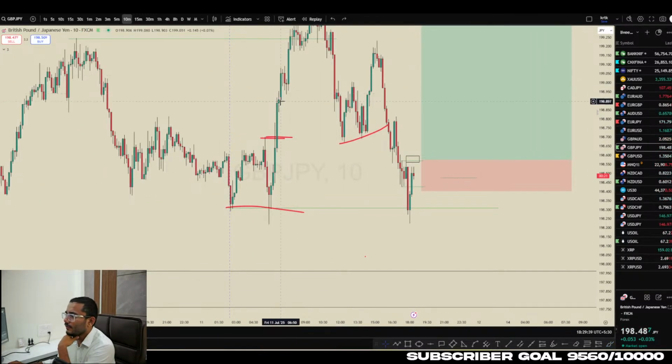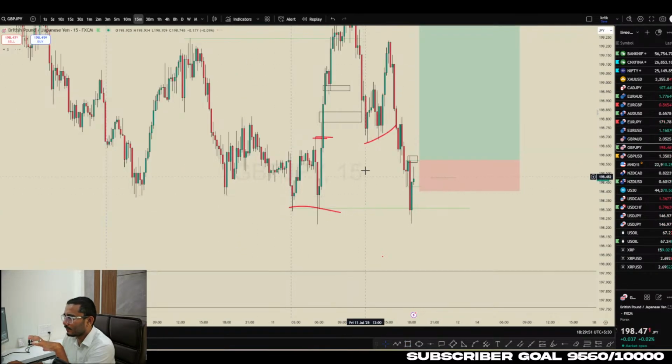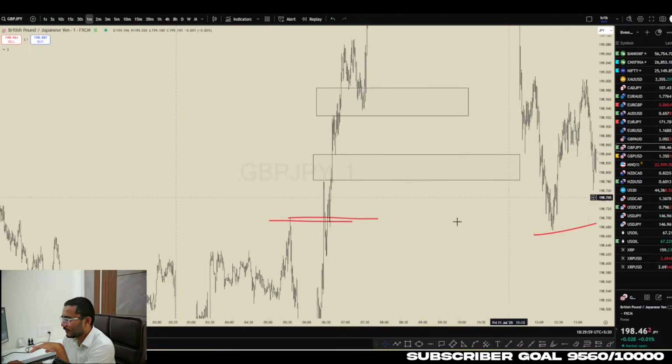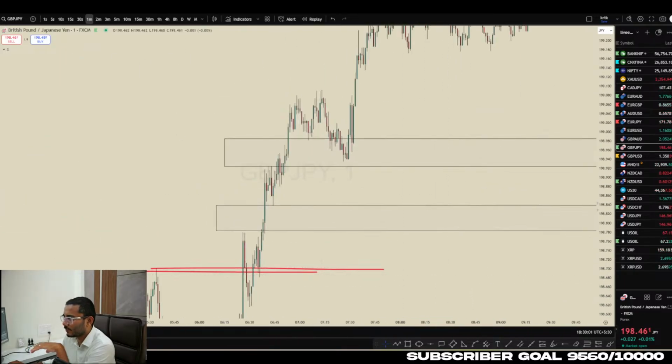Here we can see price created this imbalance. We have this imbalance, okay, we have this imbalance. Just by looking at the imbalance on higher time frame, you will know that there is some kind of liquidity over here. So what you have to do is go to the lower time frame, look for price to sweep that liquidity, and wait for price to break in the opposite direction. Like here, there is this liquidity.